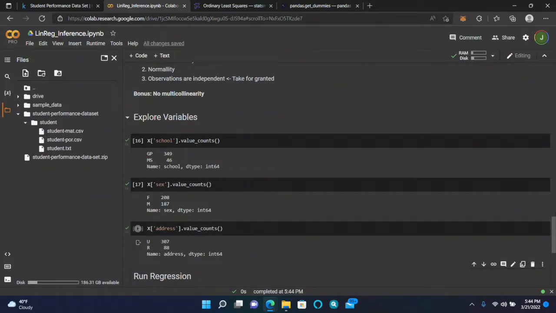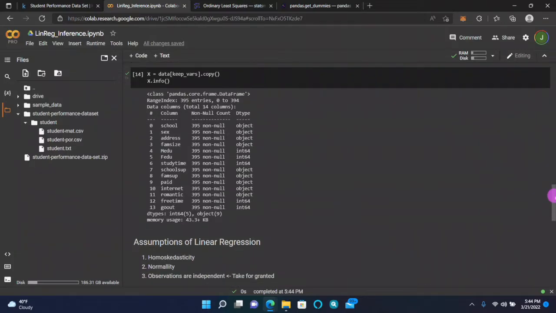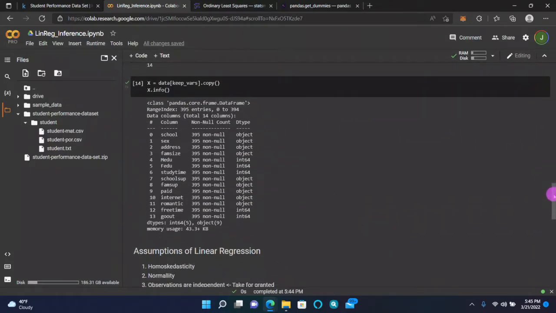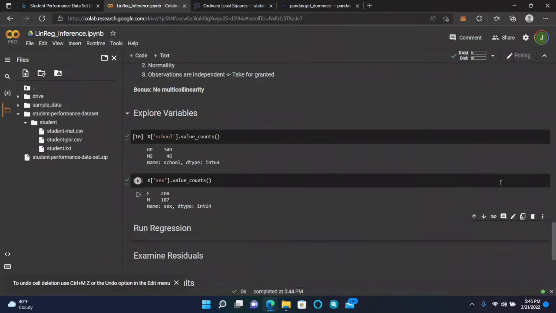(307) urban and 88 rural students. It's interesting. You know what? Why don't we write, how many is there? There's 14. So why don't we go ahead, and what we're going to do is we're actually going to write a loop that goes through and makes just a bar plot of the different value counts for these. I'm going to speed this up because this might take a minute.